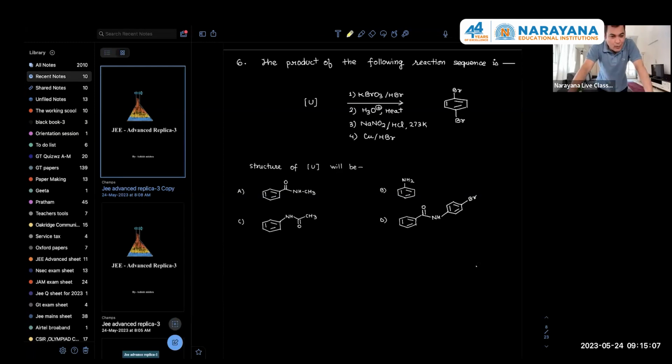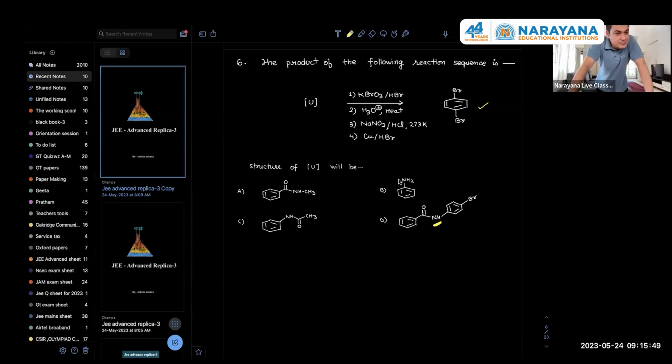KBrO3 with HBr means bromine water itself, so you will get tribromoaniline in that case, which cannot match with the product. In case of D, the NH compound is again involved in resonance. So if you go for bromination, you will get a dibromo compound in that case, one ortho and one para. Even if I go for the reaction, at least you will get this dibromo, and then you go for the hydrolysis only. In that way, if you check, only the C option is matching with the product.